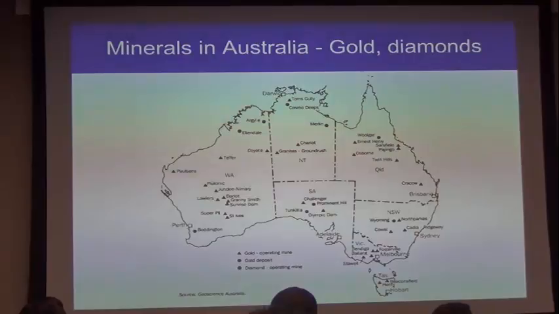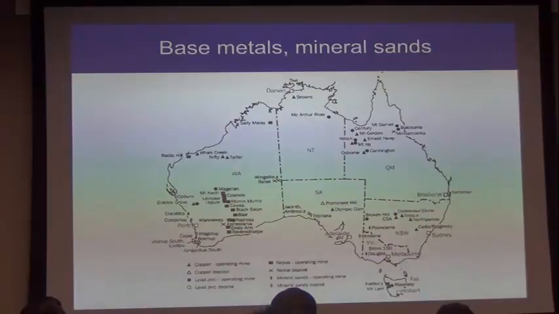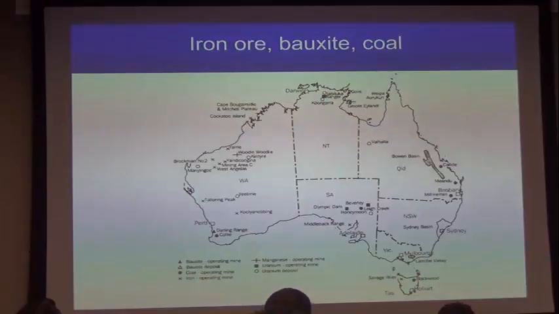And Australia has a long history in mining and mineral processing. So previously it was coal, diamonds, base metals, mineral sands and so forth, iron ore, bauxite, coal. Iron ore is our largest export commodity at the moment. The price has gone down below $40 a tonne. It's up to $55 a tonne, but it was well over $100 a tonne at one point.